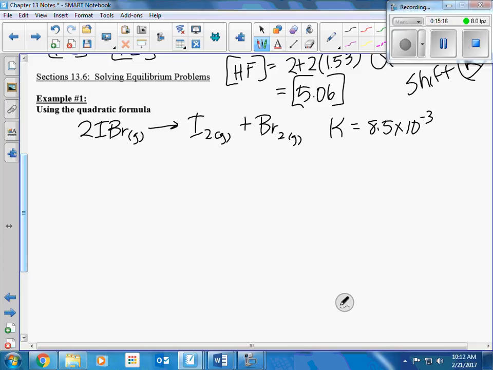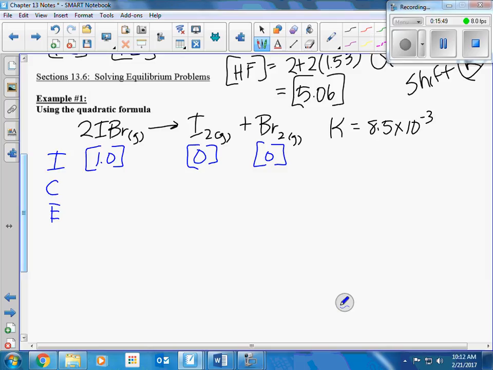Okay, so this is our initial. I know I don't have it all written out, but we want to find out what each one of them is at equilibrium. And I'm going to give you the initial condition. So for our ICE table, our initial concentration here is 1. This is going to be 0, and this is going to be 0. So basically, I am decomposing iodine monobromide with a concentration of 1, and no product has developed yet.